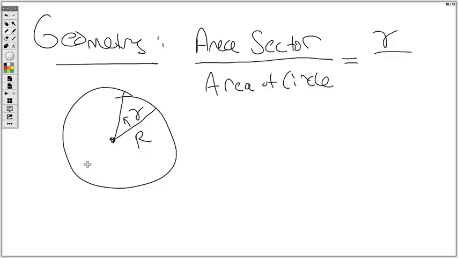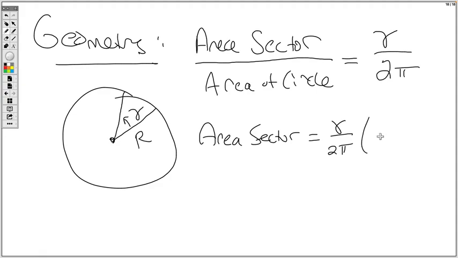So how many radians are in the entire circle? 2 pi. Does that make sense or not? This is the proportionality of the circle. The circle is perfectly round, it's perfectly proportional. You see this all the time in these arguments. So the area of the sector is gamma over 2 pi times the area of the circle.